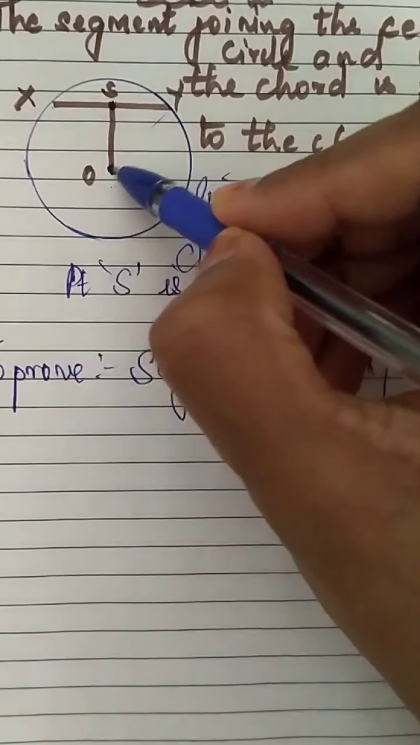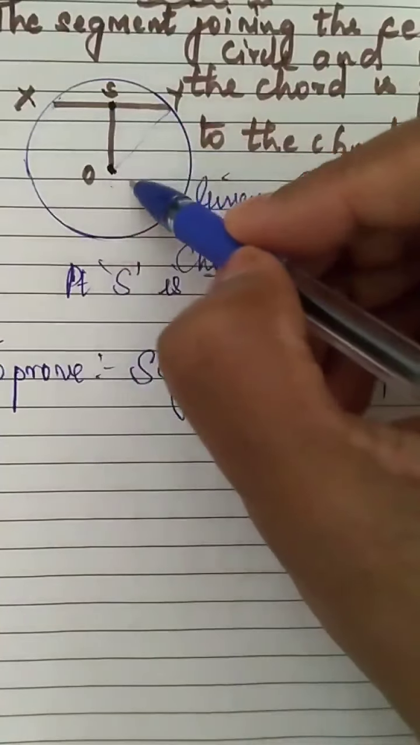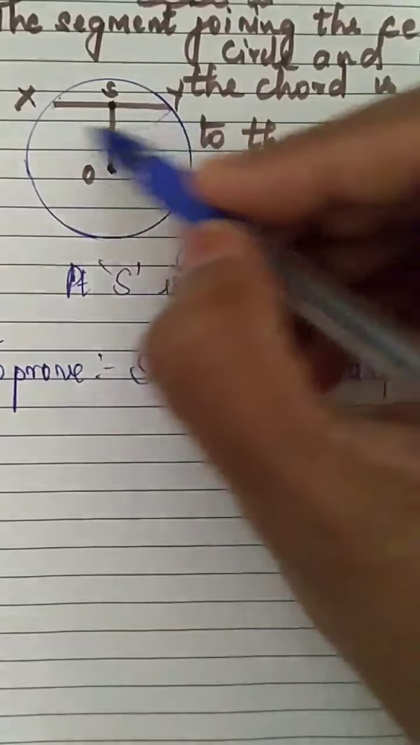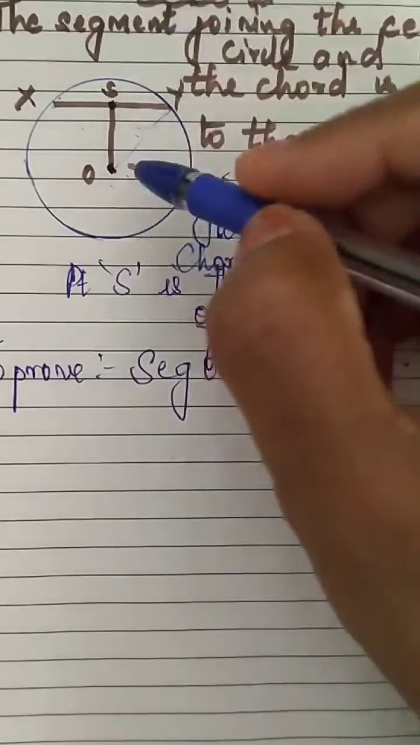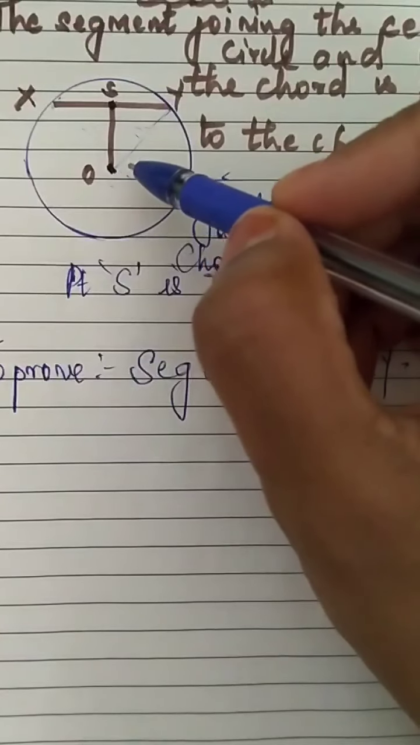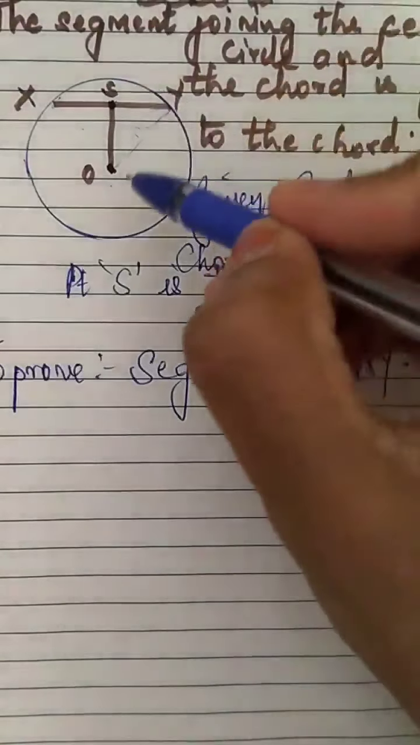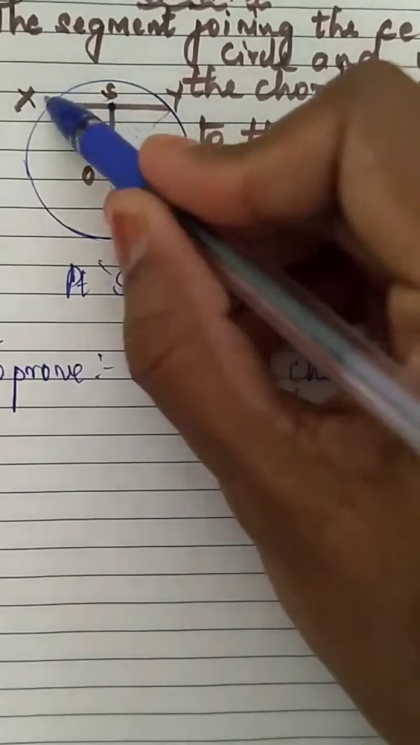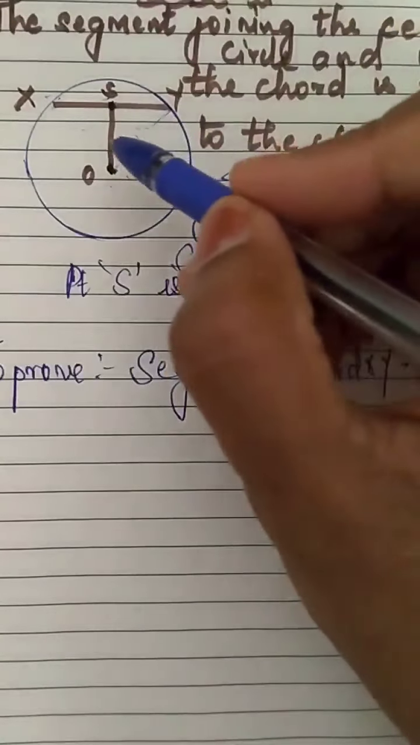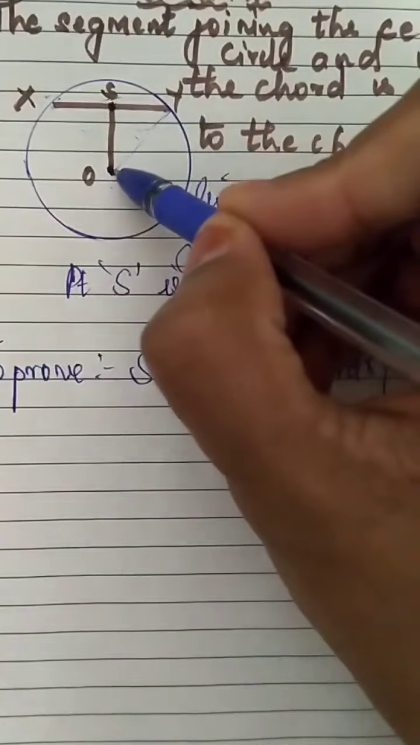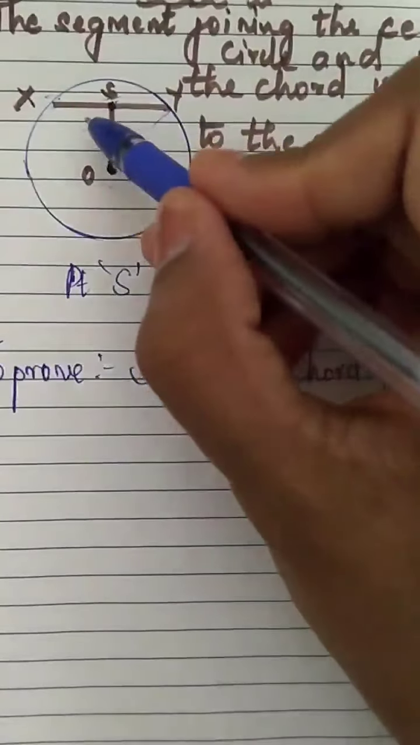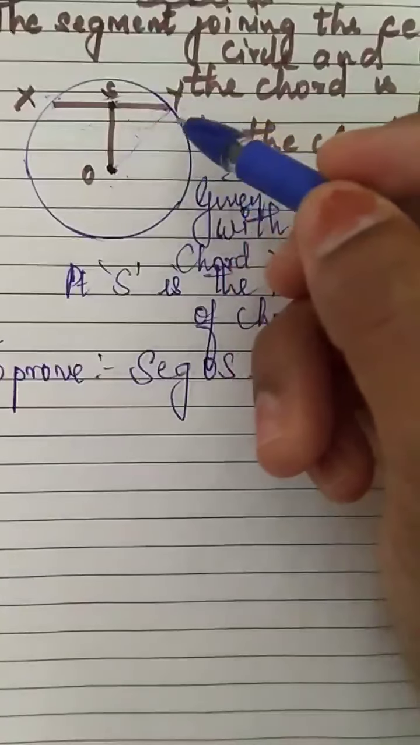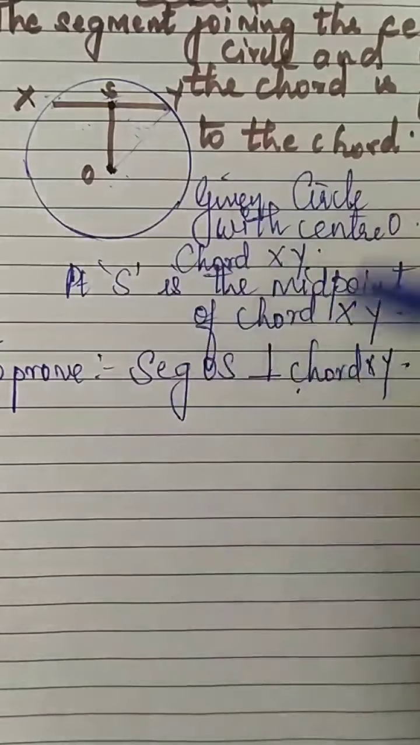So first what you do, join OY and OX. You get two triangles. Try to prove those two triangles congruent and then take CACT. Why CACT? We want to prove it is 90 degree, no? So we will take angle OSY congruent to angle OSX. Now OSY angle is congruent to OSX and both these angles are linear pair. So it will be 180. Like that we will get the proof.